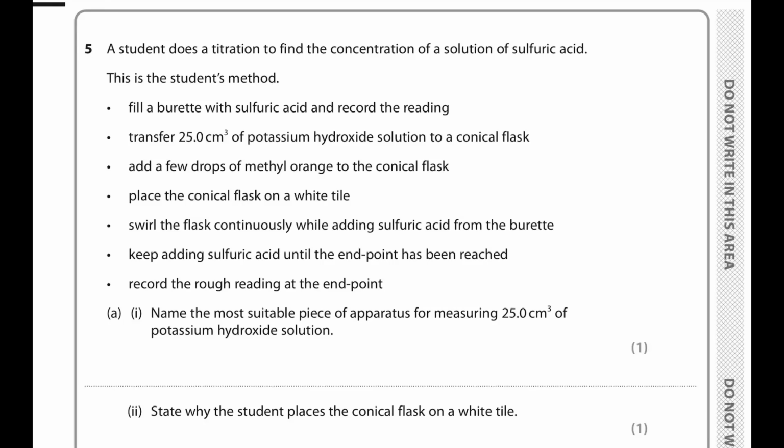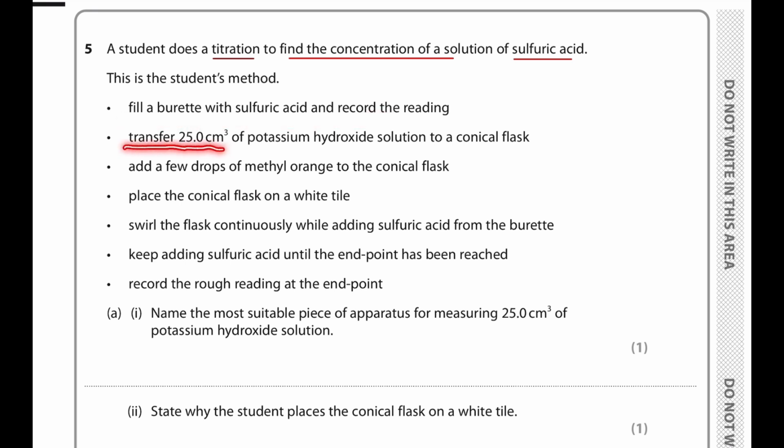Question 5. A student does a titration to find the concentration of a solution of sulfuric acid. So this is the student's method. Fill a burette with sulfuric acid and record the reading.